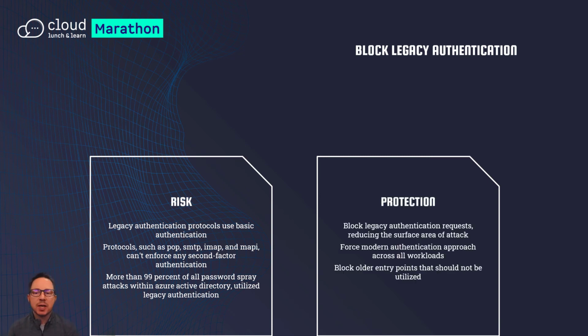So what protections do we have? Well, there's no default protections that are switched on, or at least right now, unless you have a newer tenant that has the security defaults enabled, then there's no blocking using the legacy authentication. Now, what we can do, though, is we can block the legacy authentication. There is the ability to do that. We can force modern authentication approach across all of the workloads. And when we enable it, it basically will block any of the older entry points from being utilized, for example, in the password spray attacks.